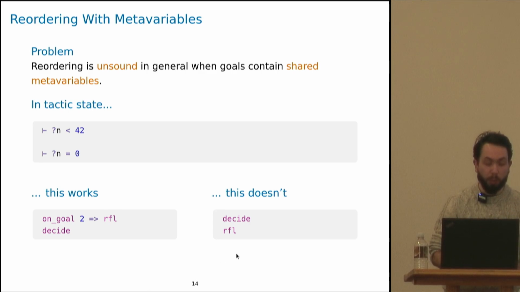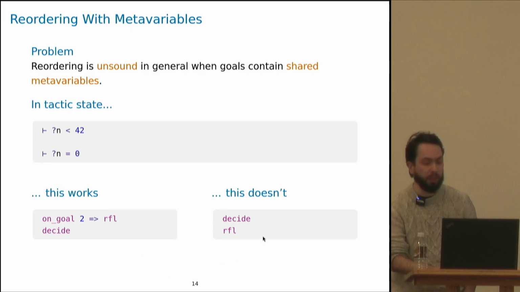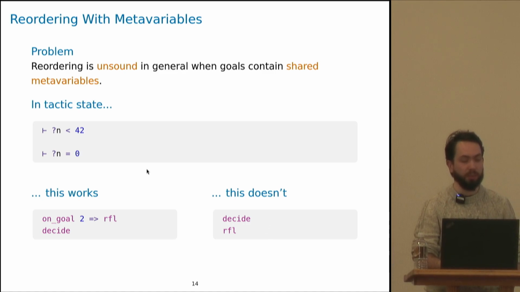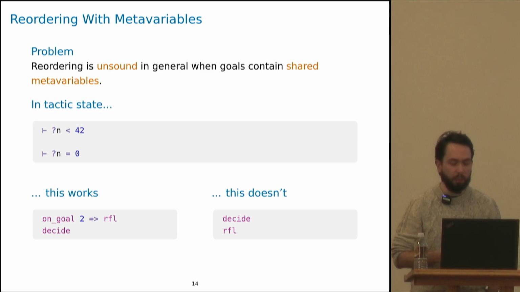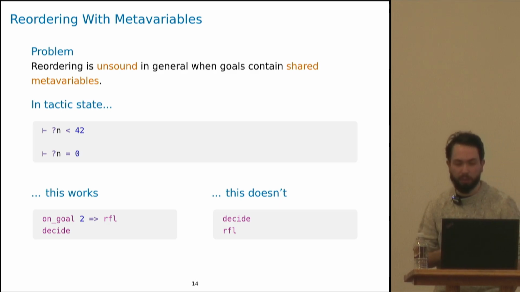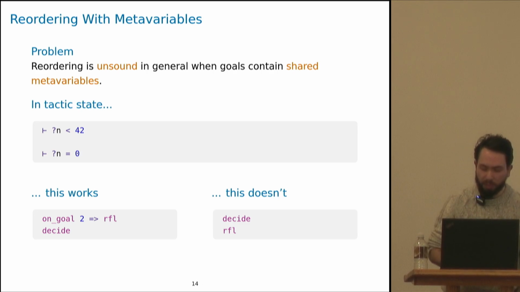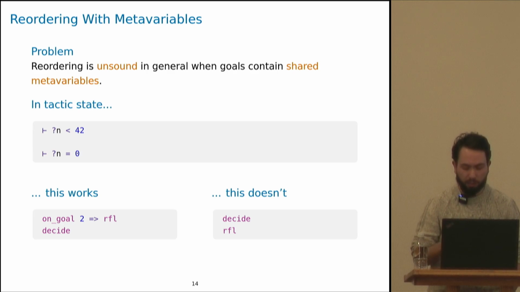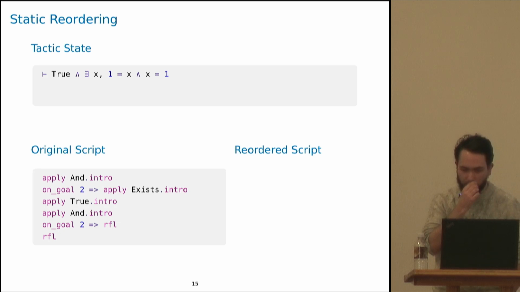Now, if we permute these two tactics or reorder them, they don't work anymore, because we tried the decide tactic first on the first goal, but there is nothing to decide here. We don't yet know what the left-hand side of this inequation is. Therefore, the decide tactic will fail, and we never get to the second tactic, which would have told us what this question mark n meta variable actually is. So we lose some information, essentially, and the reordering has made a script that previously succeeded fail. How do we deal with this?